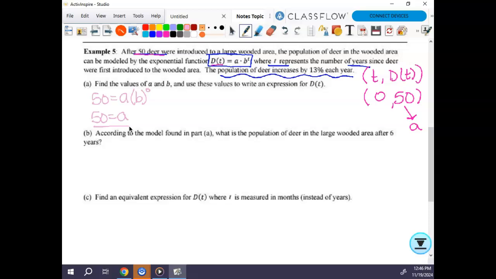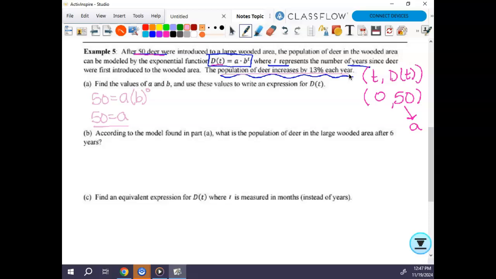Well, there's A. B is the common ratio, and that probably has something to do with this 13% each year. So do you think B is 13%? No, because it's going to increase by 13%, right? So I can't just multiply by 13%, because that's going to give me something less than 50, right?